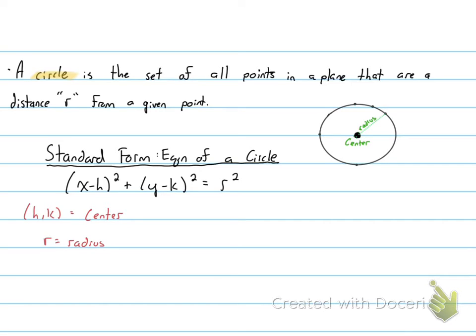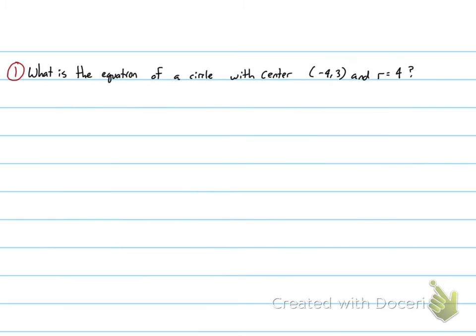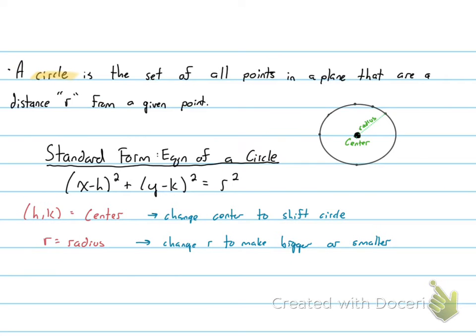Also, if we want to transform the circle or move it around a plane or change its shape, if I wanted to shift it, I would change the center. That's going to move it left, right, up, and down. And the radius, if I change that, that's going to make it bigger or smaller. Key thing to remember is that all circles are similar, so if I change the size of the radius, the shape will stay the same. It just increases or decreases in size.